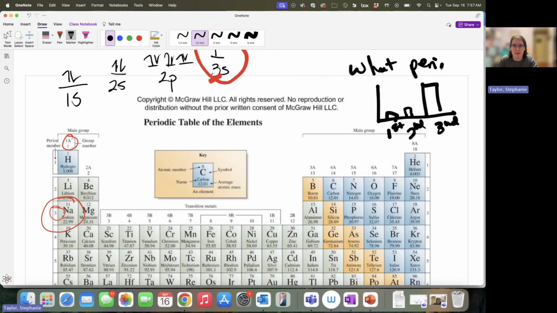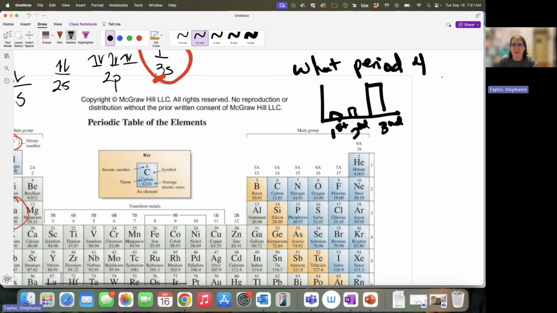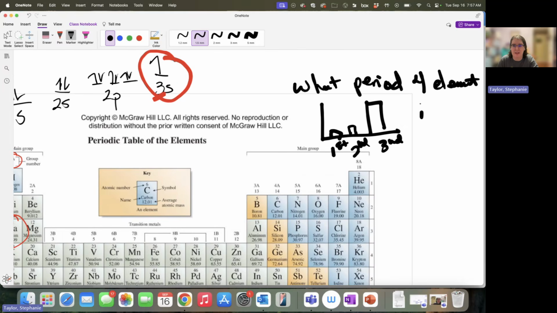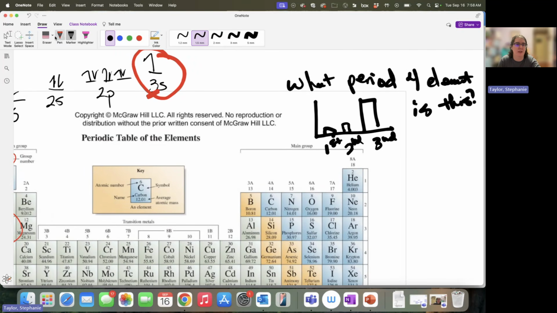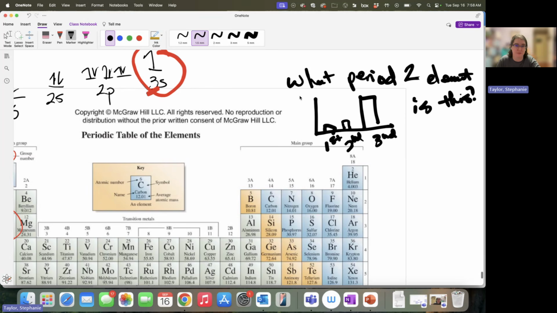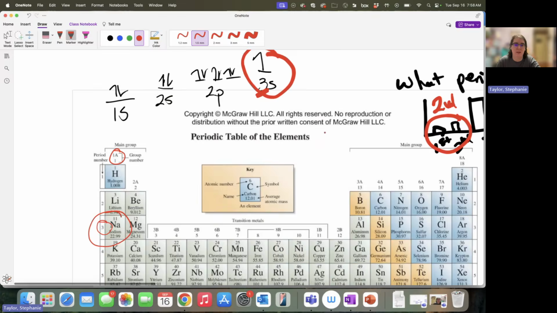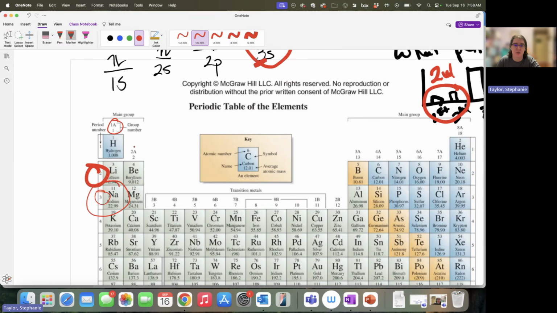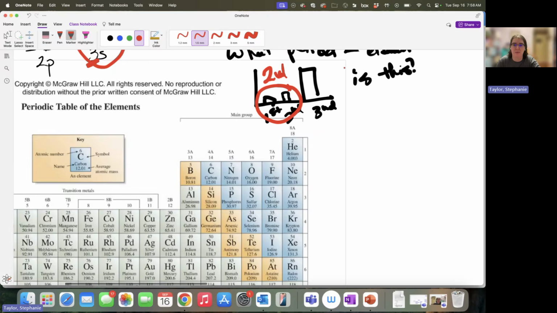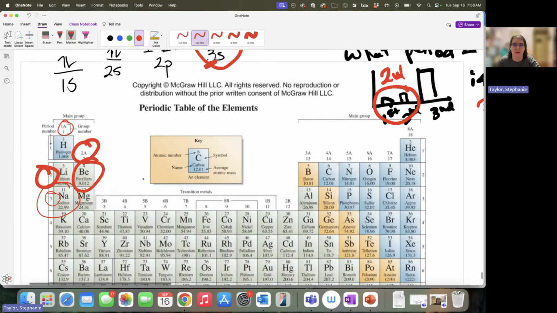Let's be fancy and do a period 4 element. Actually, I lied. I don't want period 4. I want period 2. I want a period 2 element, and it is this. So all I'm going to do is say, aha, I have 2 valence electrons. The rest of them are core. Since I have 2 valence electrons, I want period 2 with 2 valence electrons. Period 2, it's right here. 2 valence electrons is this guy. This is beryllium. And I am done.